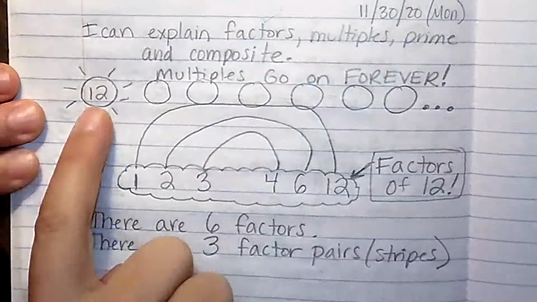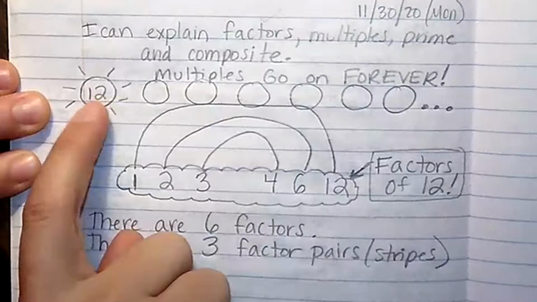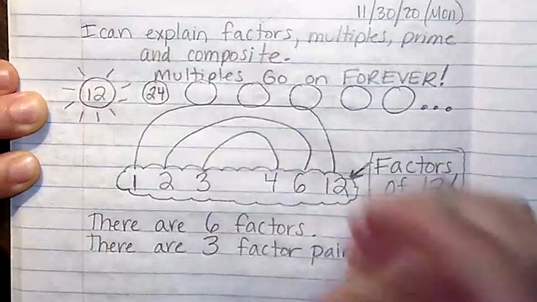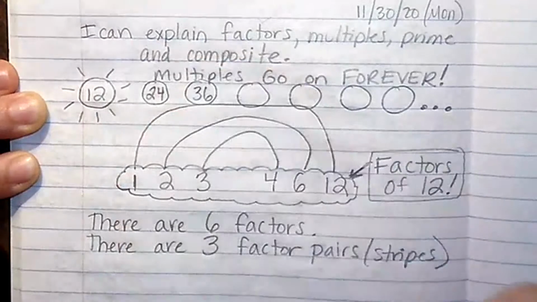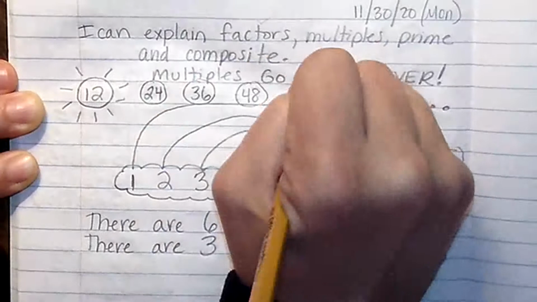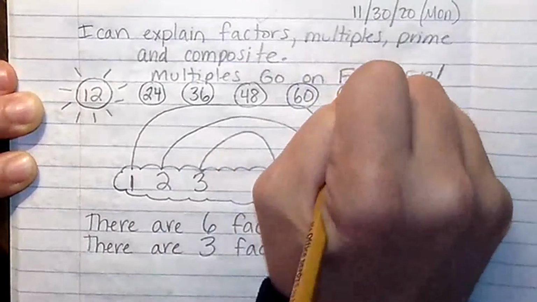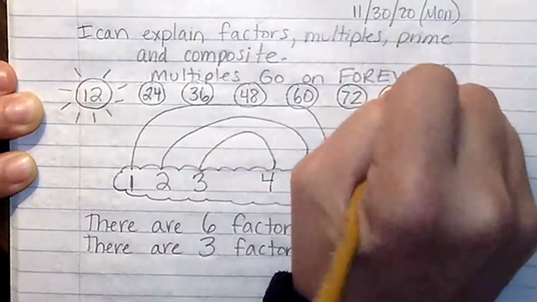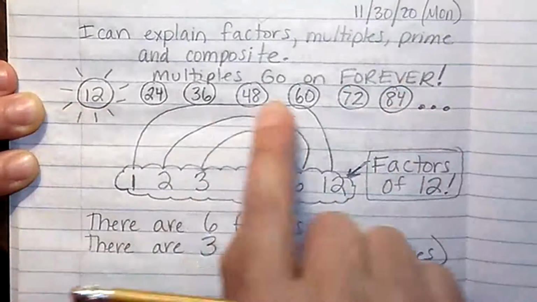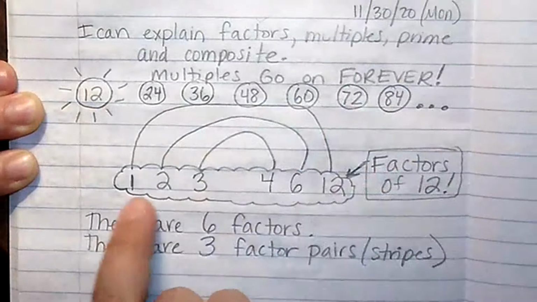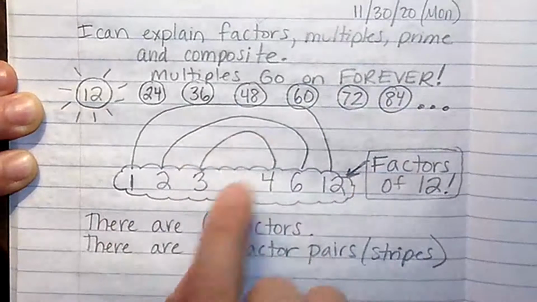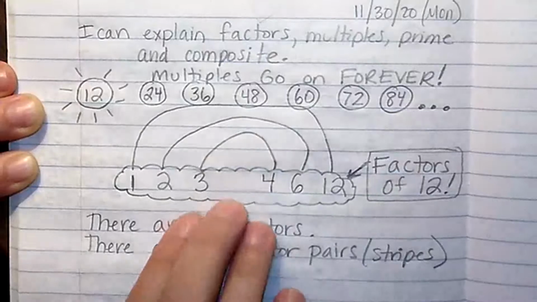So let's skip count. For multiples, I just skip count by whatever this number is. So 12, 24, 36, 48, 60, 72, 84, and so on and so on and so on. These are the multiples of 12. These are the factors of 12. Factors are the numbers we can multiply together. There's a set number of factors.